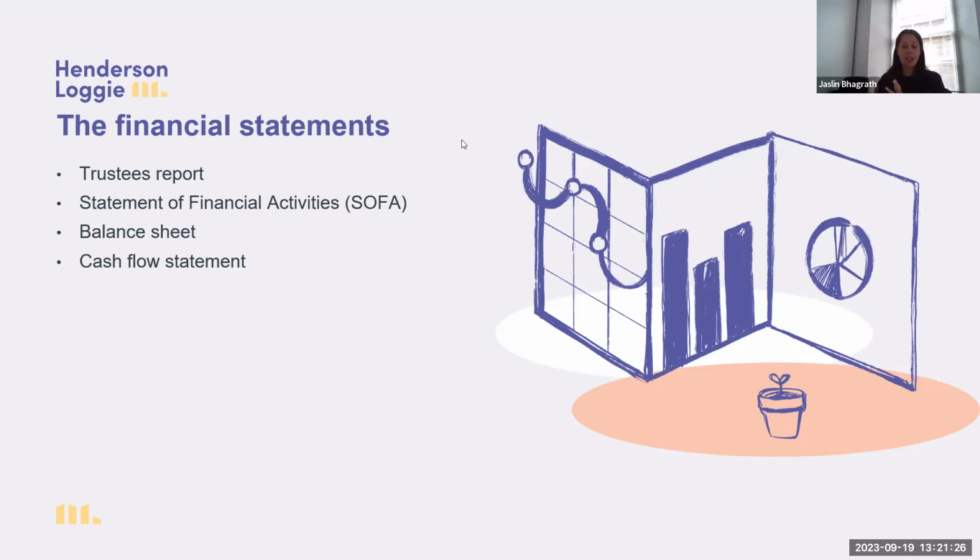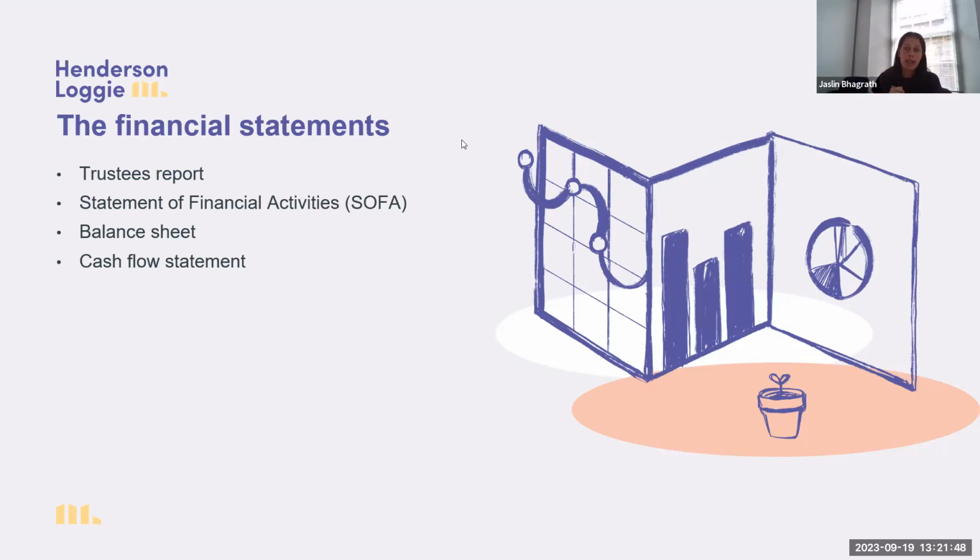And then at the end of a month, you're hoping that you still have some money left over and you haven't overspent your pay packet. And charities are looking to do the same, to make sure that they haven't overspent their expenditure compared to their income. And we'll do a bit of a deep dive into the SOFA shortly.